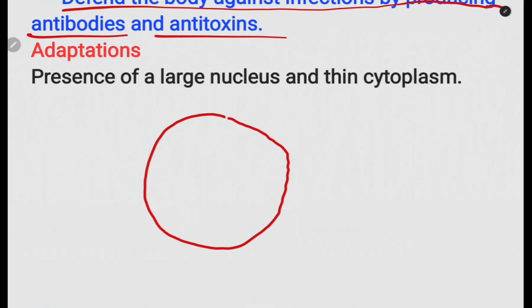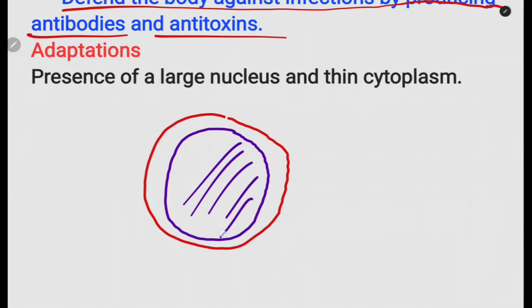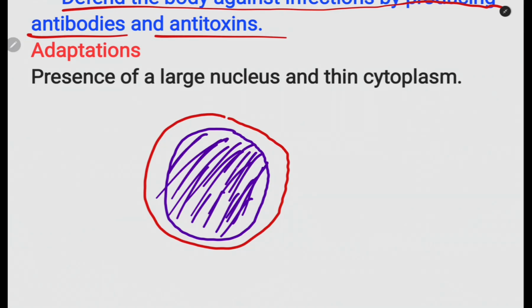Let's say this is the lymphocyte. Inside, they have a large nucleus, almost filling the whole cell. So, a large nucleus and also thin cytoplasm. Look, the space for cytoplasm is small. So, the presence of a large nucleus and thin cytoplasm.